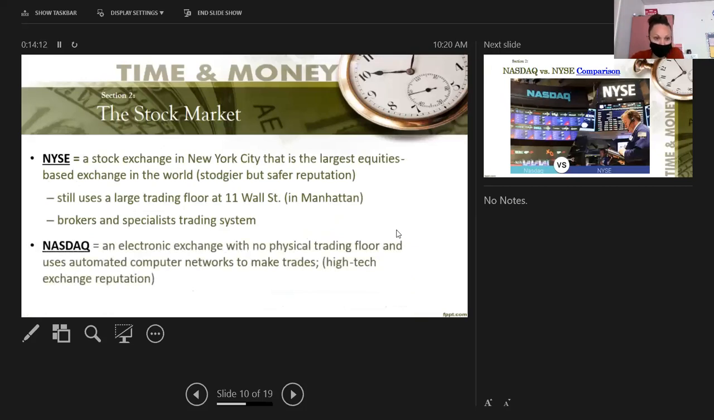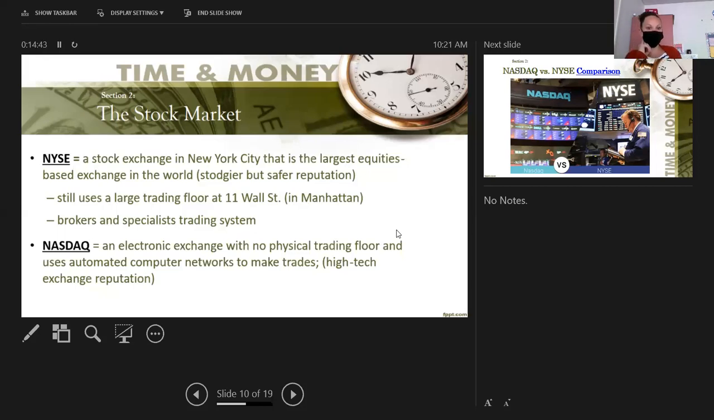So the New York Stock Exchange is a stock exchange in New York City that is the largest equities-based exchange in the world. It's stodgier, but has a safer reputation. So stodgy, do you guys know what that means? I had to look it up before. It's dull and uninspired.